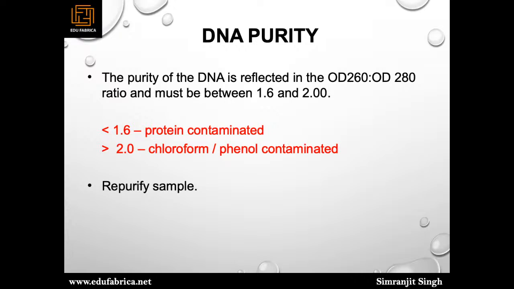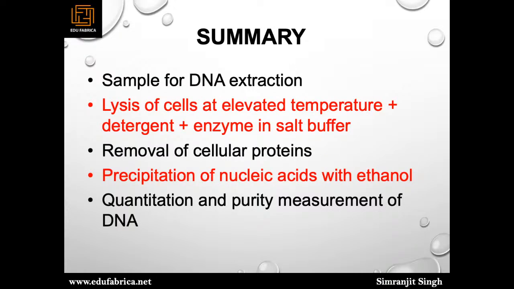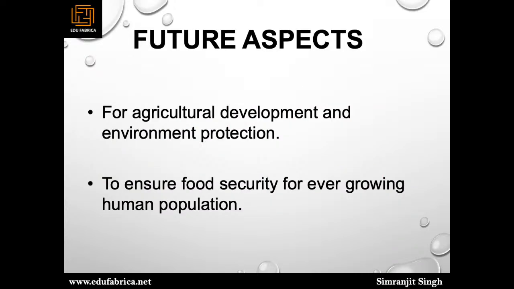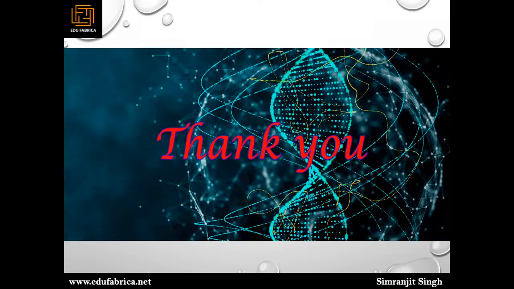Then the summary: sample for DNA extraction, lysis of cells at elevated temperature plus detergent, enzyme and salt buffer, and then removal of cellular proteins, precipitation of nucleic acids with ethanol, and quantitation and purity measurements of DNA. Some would be used for agriculture development, environmental protection, and ensuring food security for the overgrowing human population. So that's it from this part.